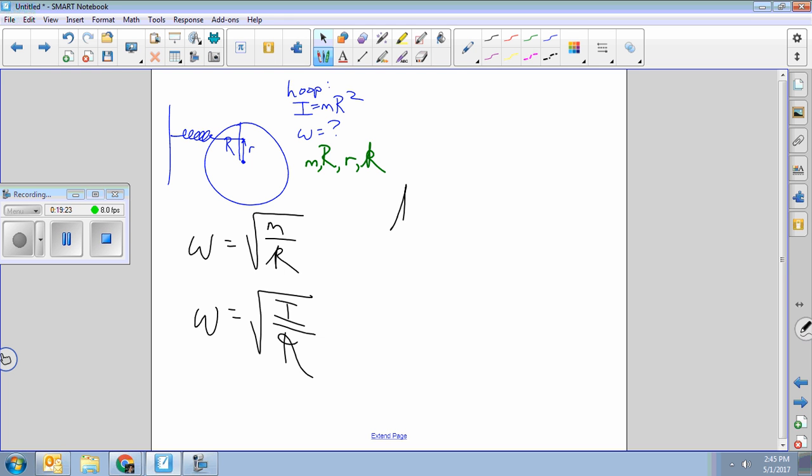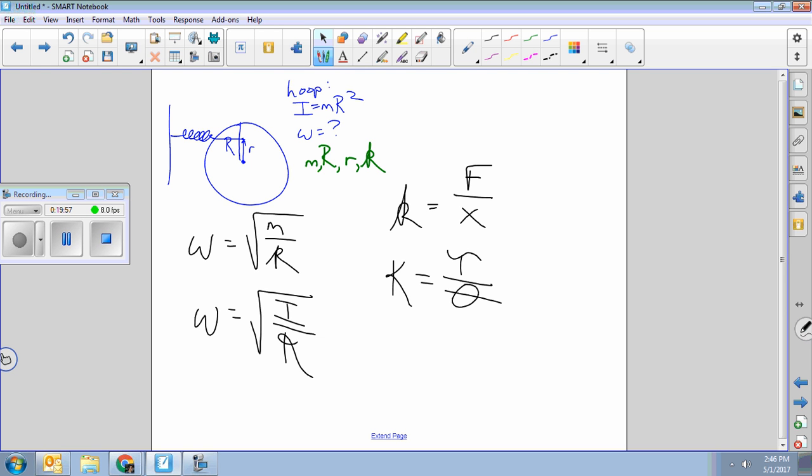So check it out. I know that K is the amount of force needed to stretch a spring a certain distance x, right? And similarly, kappa is the amount of torque needed to twist your thing through a change in theta. I know I just need to find my kappa.